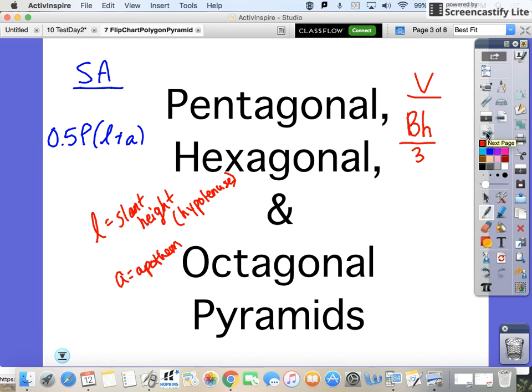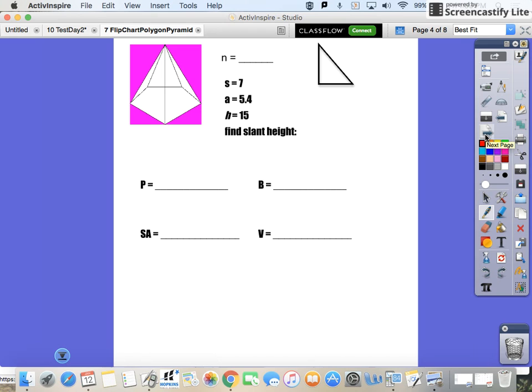All right, we got 2 examples to go through. The first one is a pyramid with 1, 2, 3, 4, 5 sides. That would make it a pentagonal pyramid. The important thing here is that we know n is 5. We have 5 sides on this pyramid. Then we know that S is 7, which means the side length is 7. The apothem is 5.4. So from the center to the edge at 90 degrees is 5.4. And in our triangle, that's this side right here, 5.4.